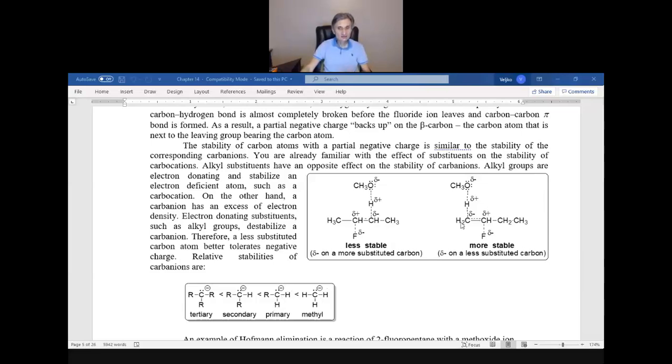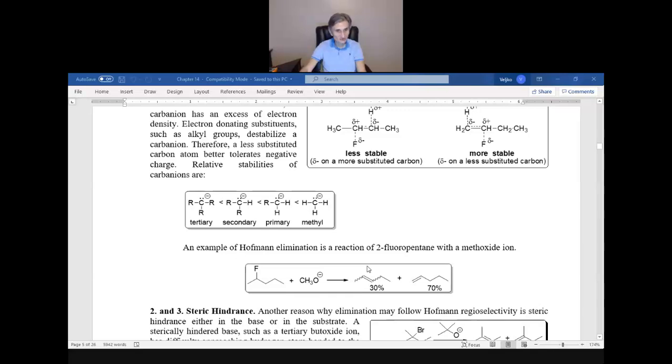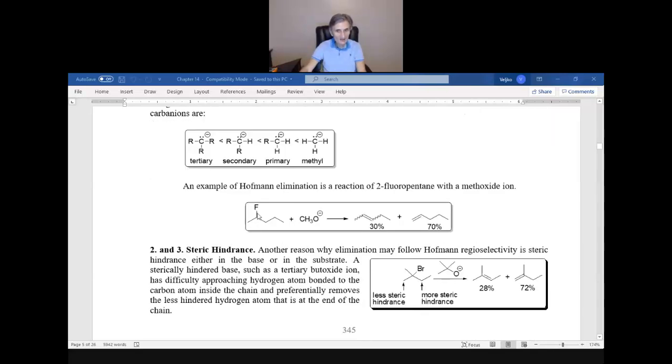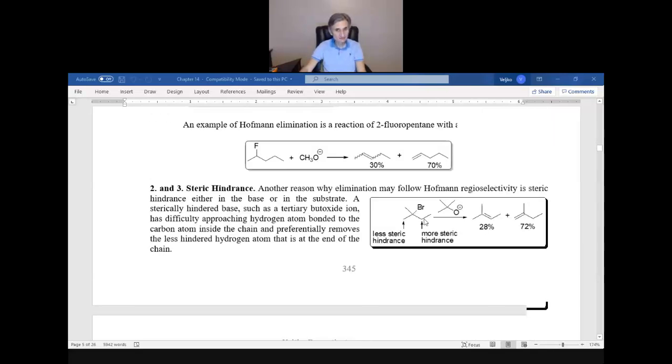And so that's more stable. This resembles carbanion, so this is more stable, a lower energy transition state. And so that's why Hofmann elimination works. But remember, Hofmann elimination works only if the leaving group is fluorine or there is steric hindrance.